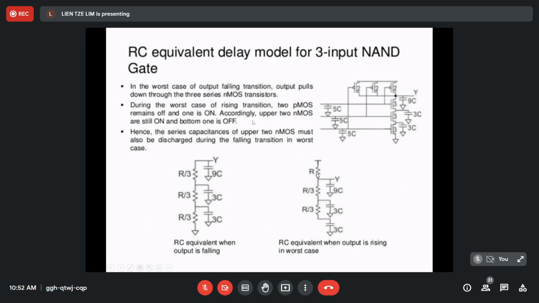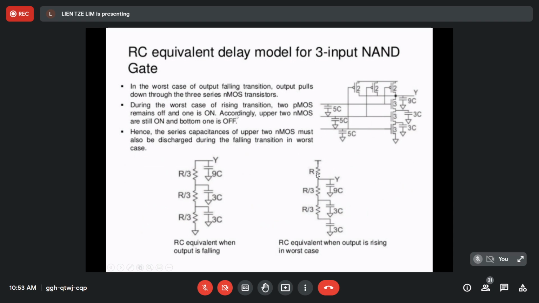Based on the 3-input NAND gate, this is the NAND gate from the previous examples. In the worst case of output falling transitions, the output pulls down through the 3 series NMOS transistors. Now I'm talking about the operations of this NAND gate. All of you know what a NAND gate is, and its operations. You can relate it using the diagram.